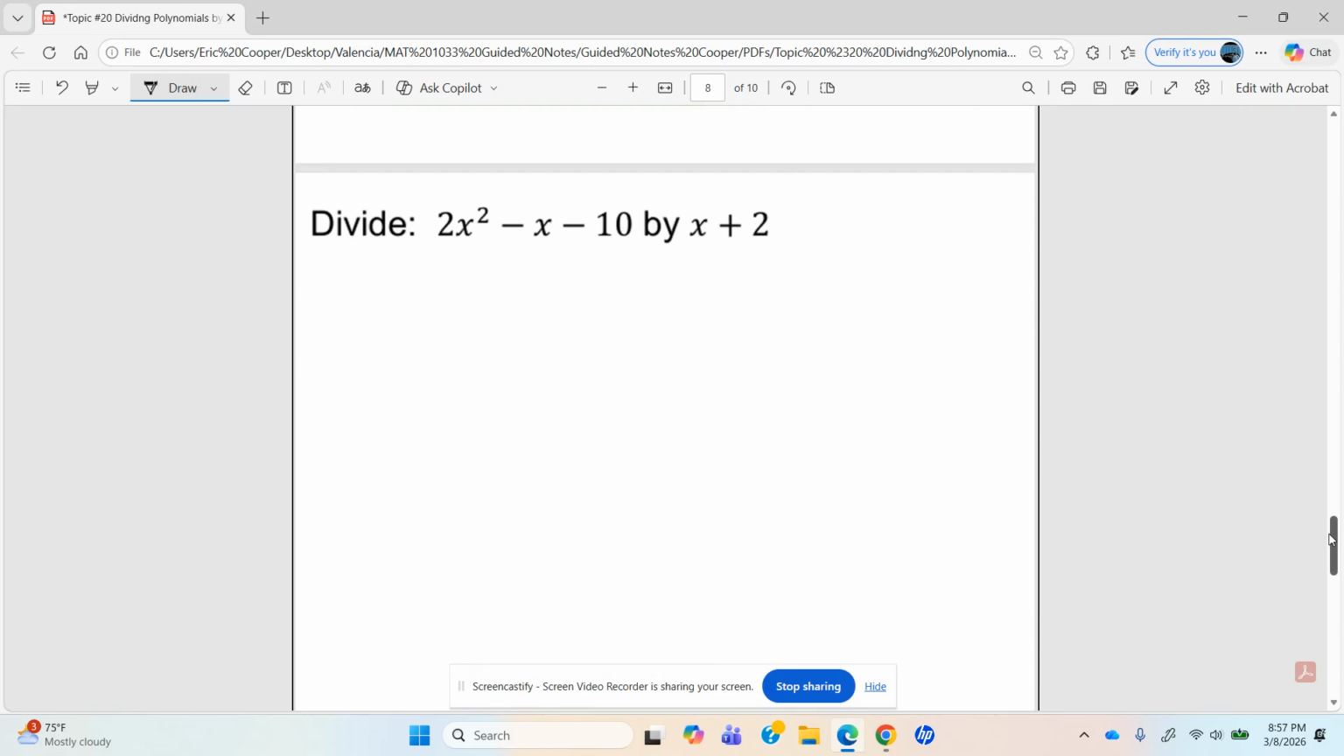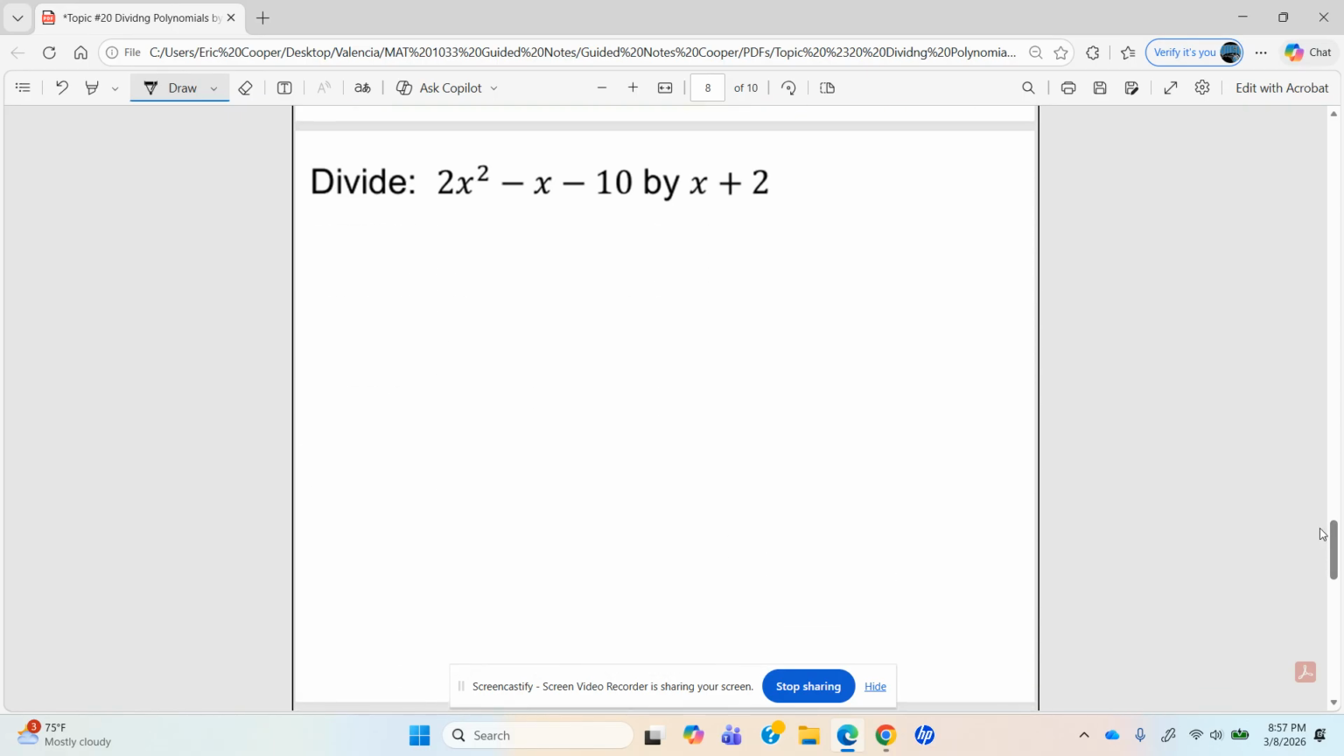Now, the process of synthetic division is pretty straightforward. We're going to divide 2x squared minus x minus 10 by x plus 2. In order to do this, we're going to put a box up here in the corner. And always in this box is going to go the opposite of the number that you're dividing by. So since I'm dividing by a positive 2 here, in the box goes a negative 2.